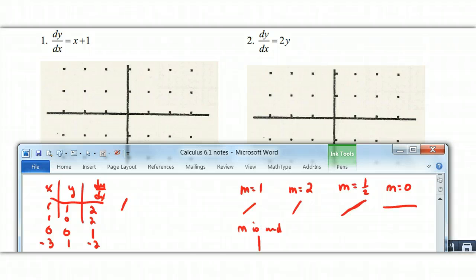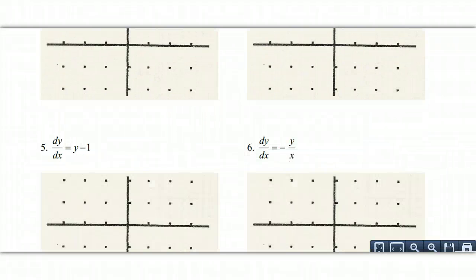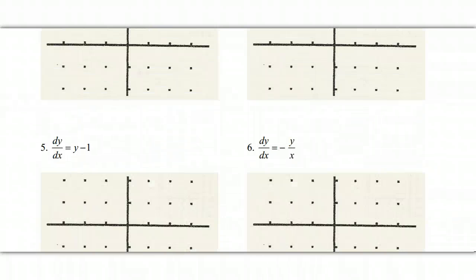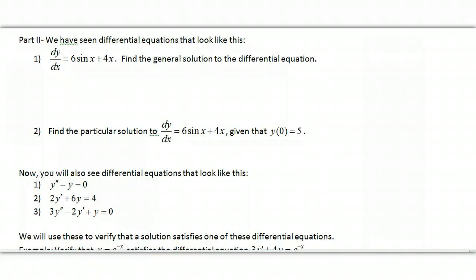So go ahead and try these and figure out what some of these look like, and realize that there are some different patterns that we will have with these. And then I'll have to get a key for you in class. Now we're going to be dealing with the second part of this, which is dealing with differential equations. We've done differential equations before, and we see them in this form.